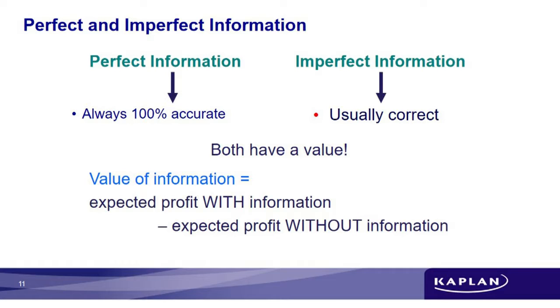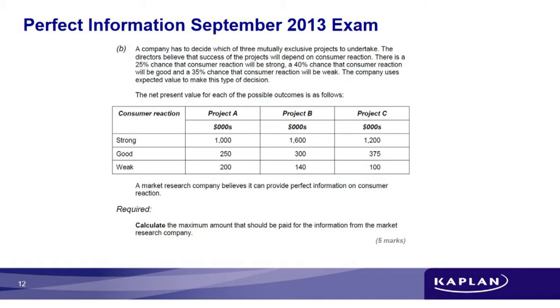Are you guys with me? Therefore, that's very important to know how to calculate the value of information. It is the residual between the expected profit with information and the expected profit without information. And this is best illustrated by looking at an example. The example that we're going to be looking at now is also another previous exam question paper. This question was asked in September 2013 in a CIMA exam.